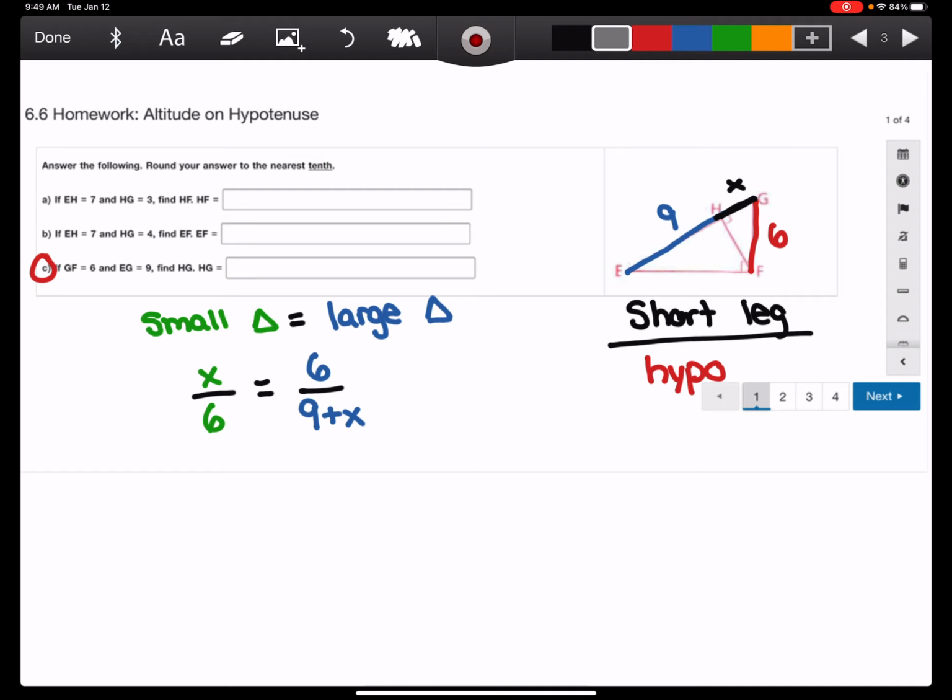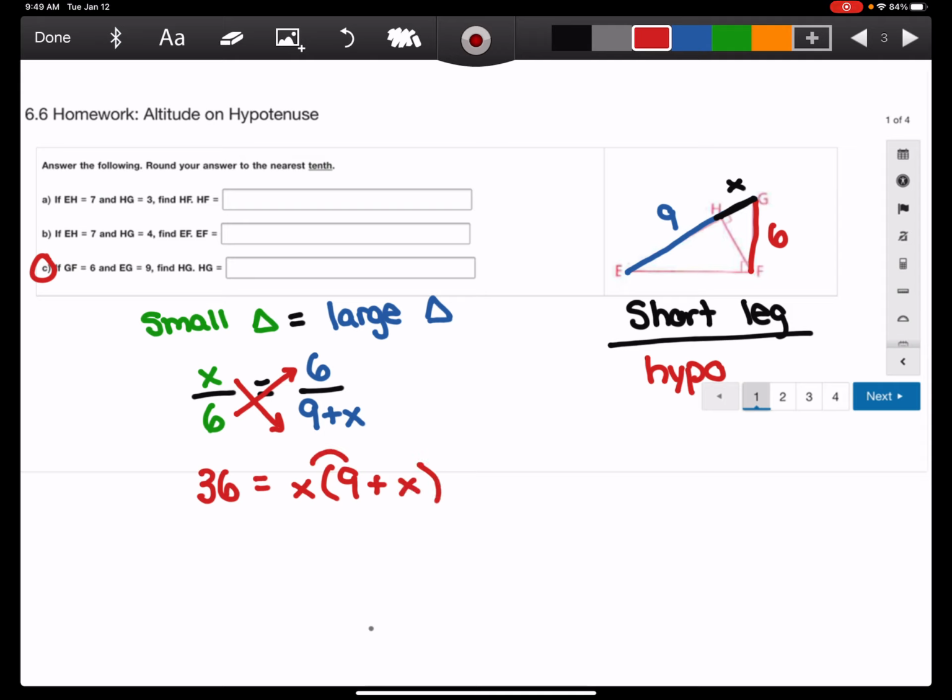Now again, we know that we're on the right track if we have the same number or variable right across from each other, so kitty corner. And that's the case here because we have 6 and 6. So at this point, we can go ahead and cross multiply and solve. When we cross multiply, we'll be given 36 equals x times 9 plus x.